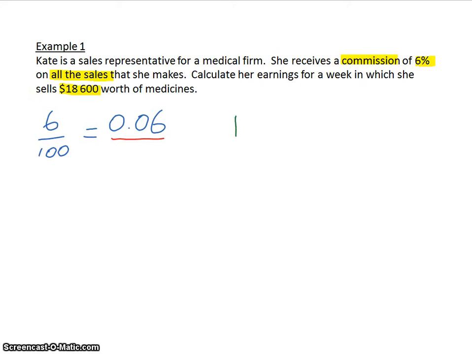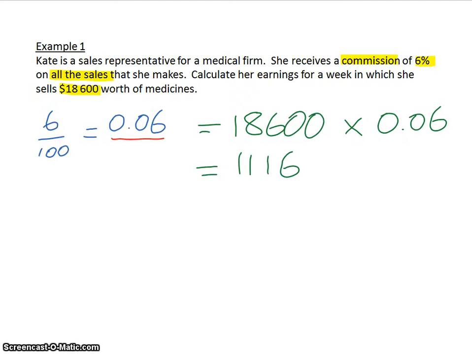We're going to get $18,600 worth of medicines. She gets 6%, so 0.06 of that amount of sales. So all we're going to get is $1,116.